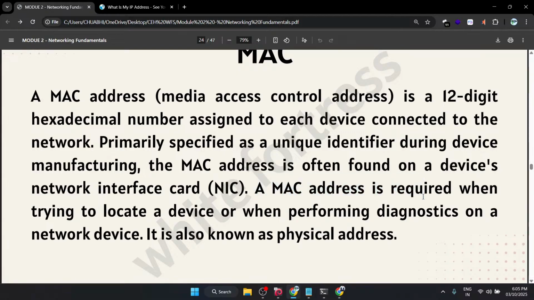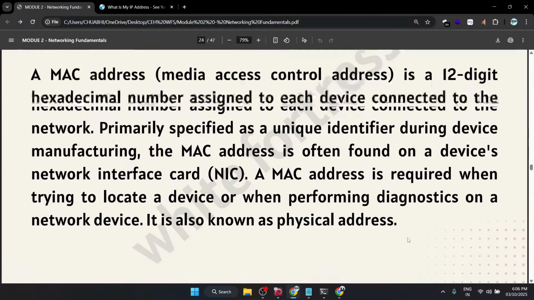In your system, there is an expansion slot where your NIC, network interface card, is fitted. A MAC address is required when trying to locate a device or performing diagnostics. So both your IP address and MAC address are equally important to locate the device or when performing diagnostics on a network device. It is also known as your physical address.